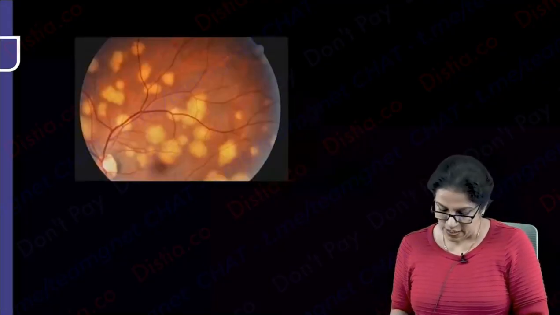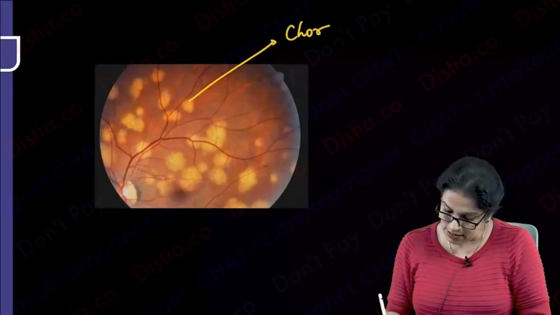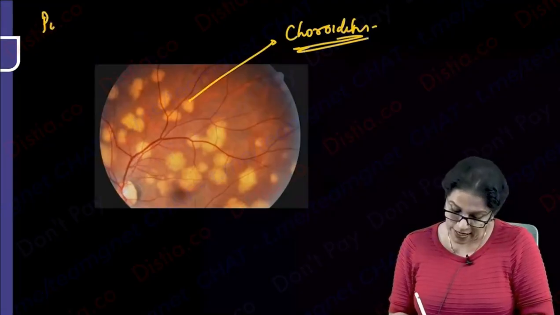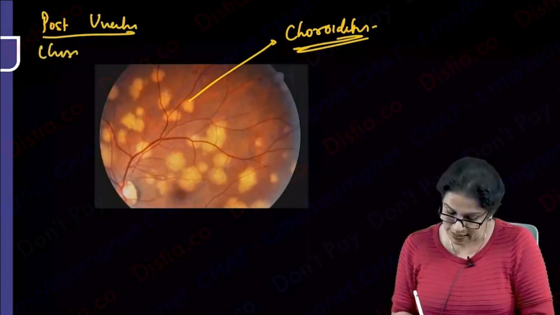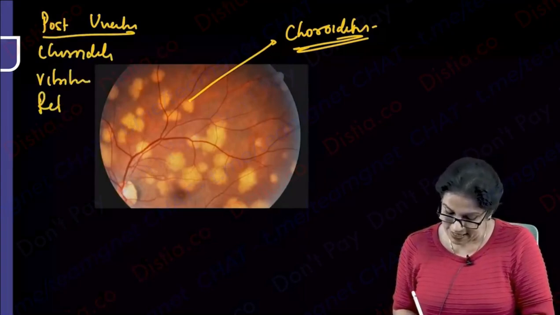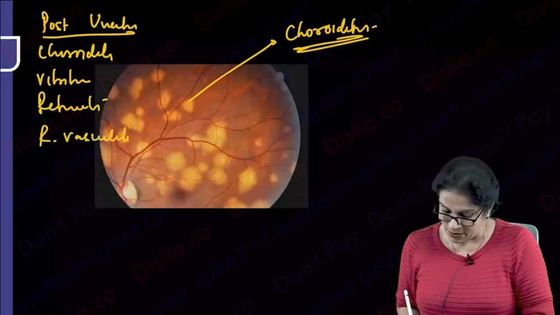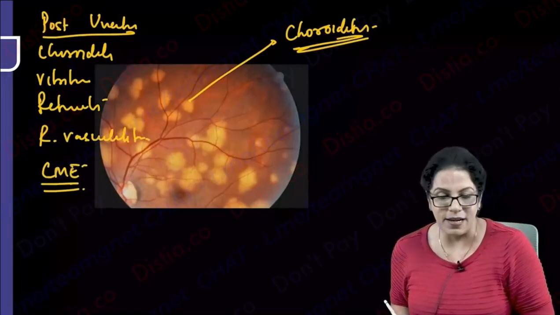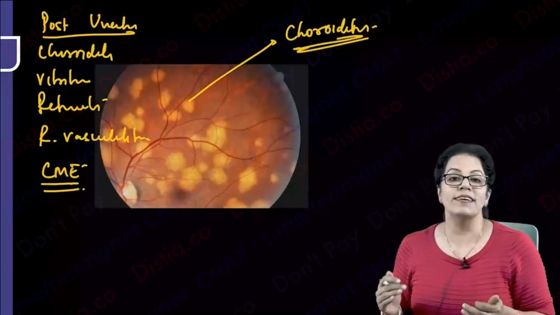One more, look at this one. These are the choroiditis patches, which are seen as round yellow patches of choroiditis. So if you think about what you are getting in posterior uveitis, you can get these round yellow patches of choroiditis. There can be vitritis, there will be retinitis, and of course retinal vasculitis, as we said. And because of the retinal involvement, you will definitely get cystoid macular edema. So all these features are of posterior uveitis.